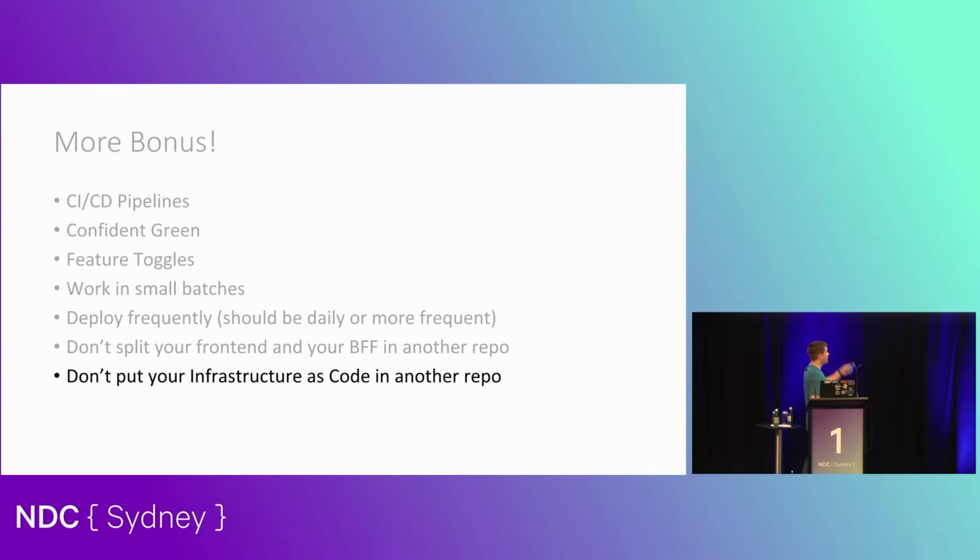And also, if you've got infrastructure as code, don't put that in another repo unless you have infrastructure that's shared, like networking or things like that. But if it's specific to your application, don't put it in another repo. Put it in the same repo for all the reasons I just mentioned. You can tie it to the same CI/CD pipeline and all of that kind of stuff.